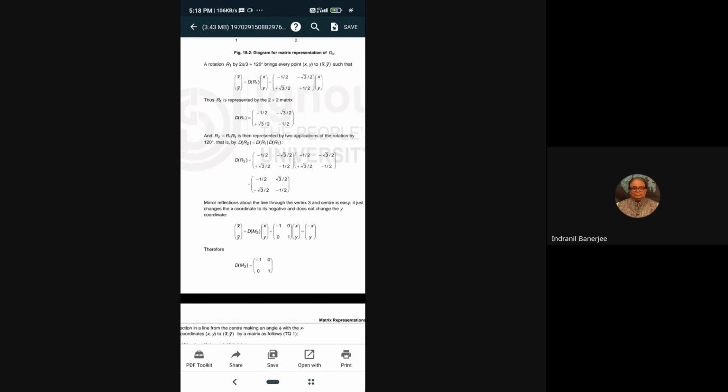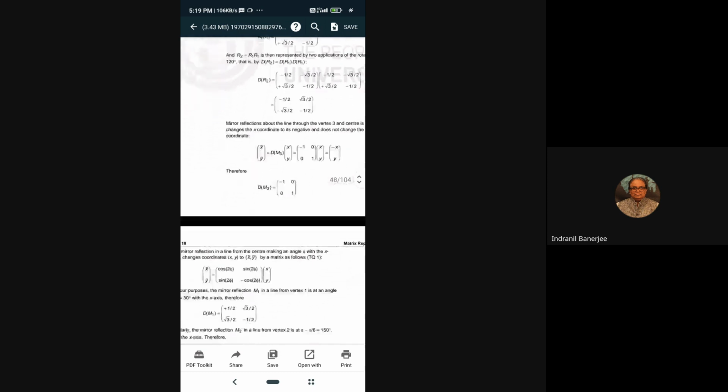So you will have minus half, root 3 by 2, root 3 by 2, minus half. So the mirror reflection about the line through the vertex 3 and the center is EG. It just changes the x coordinates to their negative and does not change the y coordinates. And you can see it on the screen. So D(M3) is equal to minus 1, 0, 0, 1.